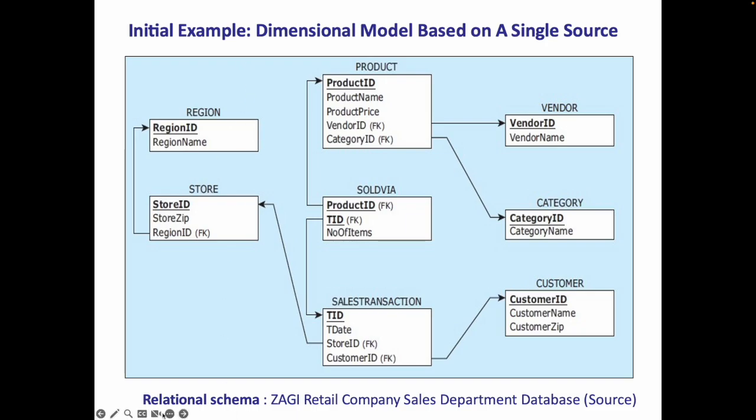And then this is just your relational schema. So these are going to be your tables. We have product, vendor, category, customer, transactions, stores, regions. So these are the information that we have. Are these normalized? Are these tables normalized? Yes.